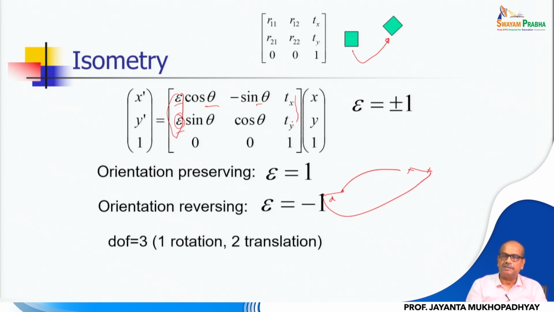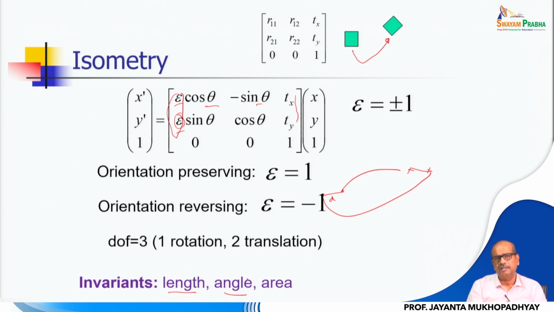So 1 rotation and 2 translation. And what are the invariants? Now you can see the length is the invariant, angle is also the invariant. In fact, in the similarity transform also angle was the invariant, and then area remains the same. So earlier it was ratios of areas, but now area remains the same. So that's why it is called isometry. There is a term that is being used here.